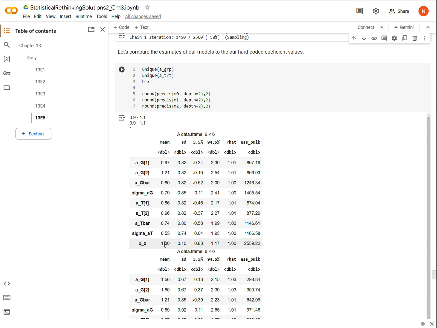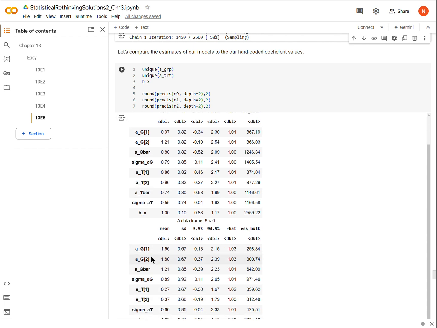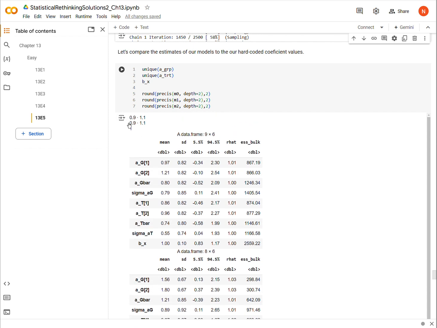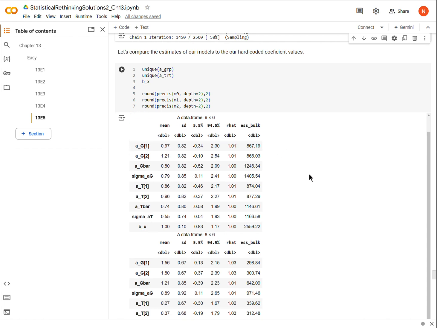And beta x should be 1, and here it actually is. Okay, so it's not really clear how well this model is doing. Like I said, for the other two models, it's not really fair to compare their A group and A treatment to this, and so to the hard-coded values.